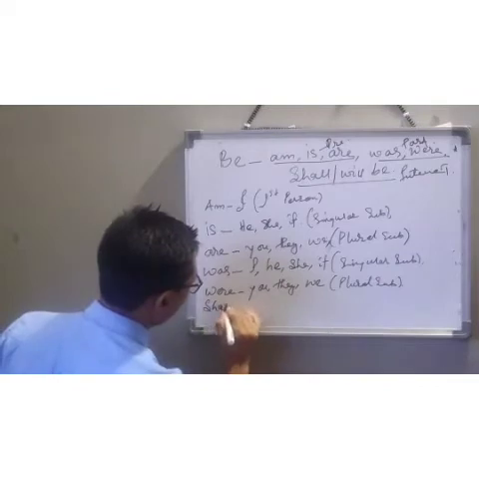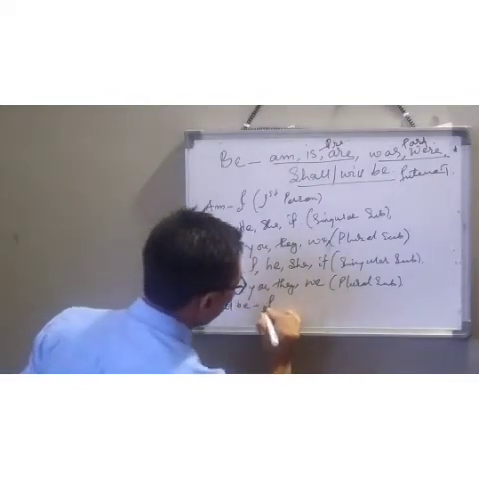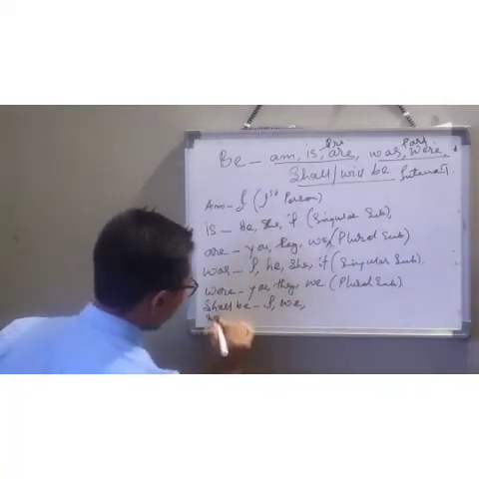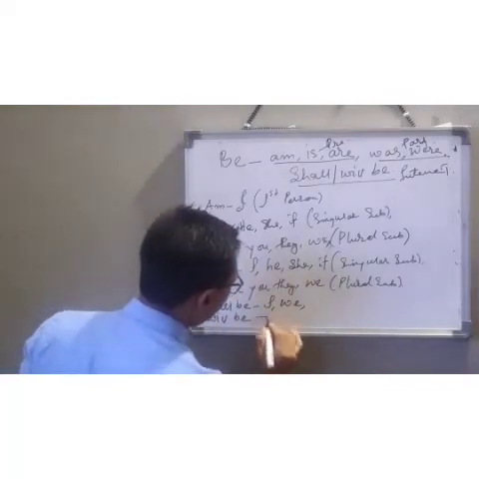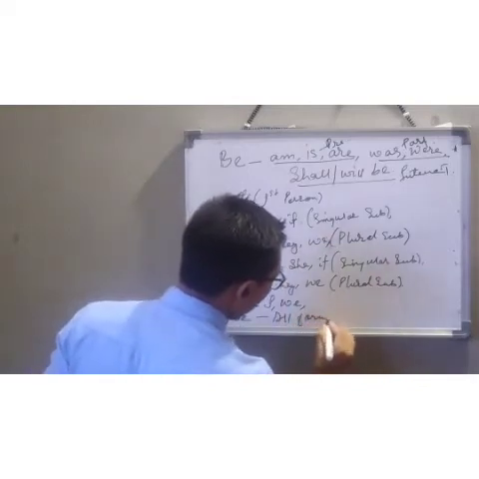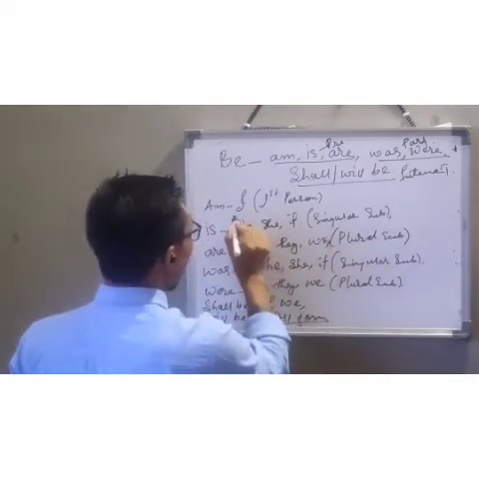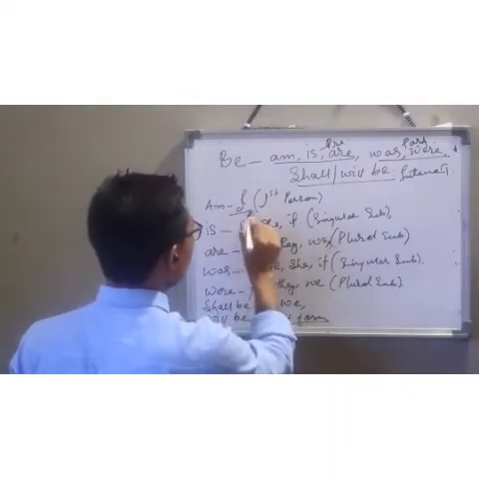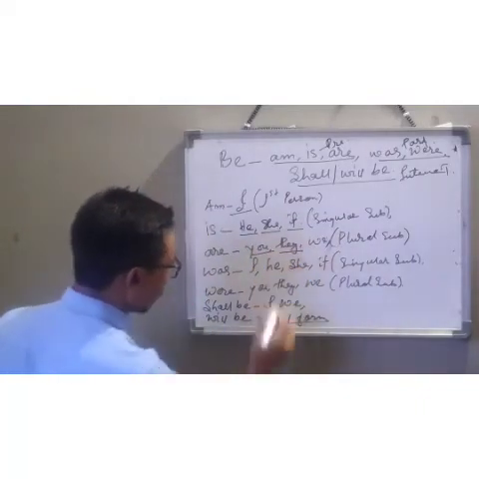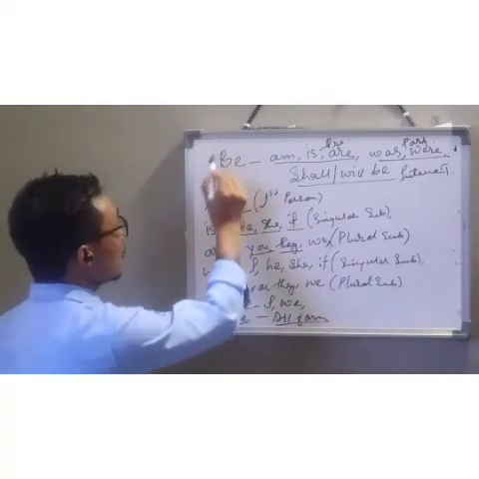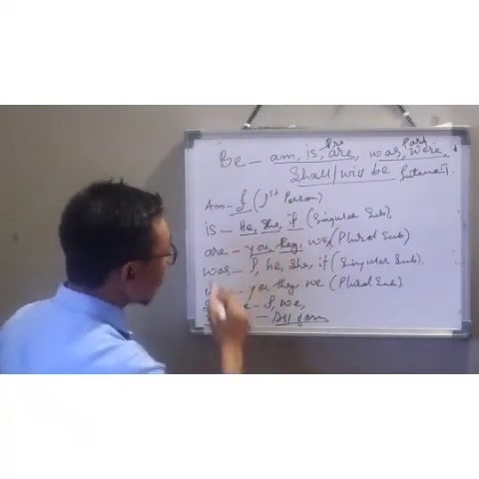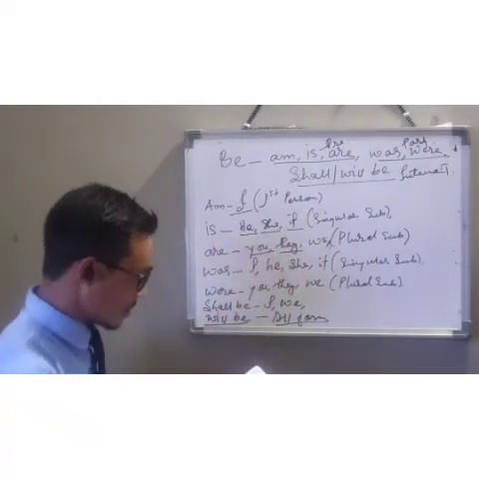Now shall be is used with I shall be and we shall be. Now will be can be used with all forms. With all forms means I will be, he will be, she will be, it will be, you will be, they will be. So all these can be used with will be. So under this verb be form we have got am, is, are, was, were, shall be, will be. So this is how we use them in a sentence.